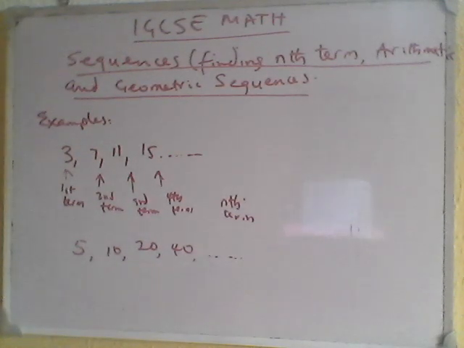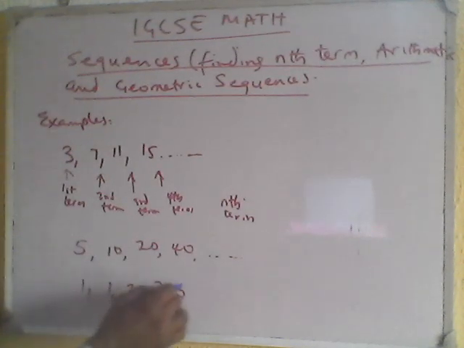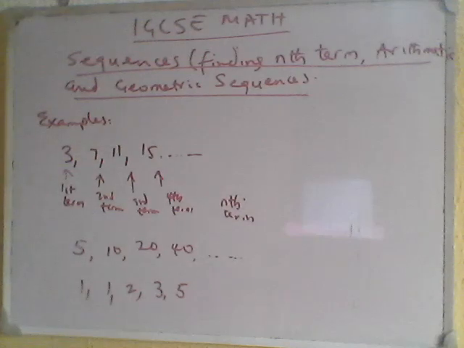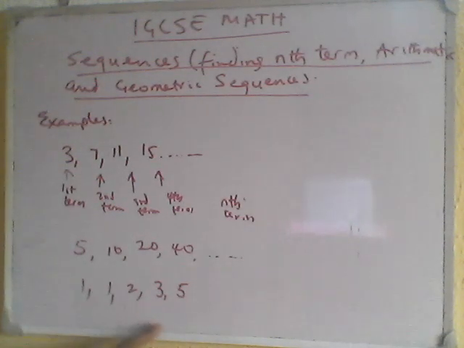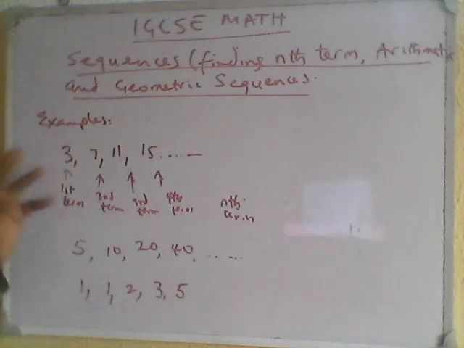The next one is 1, 1, 2, 3, and 5. Now this one might not follow a simple order, but there might be a formula that we can use to get it. So we rely on the nth term formula to find any term without writing the whole sequence.